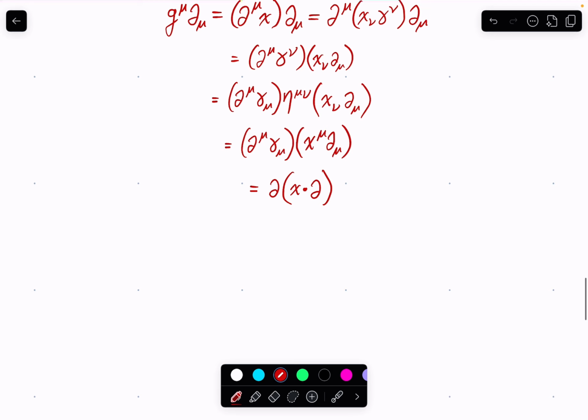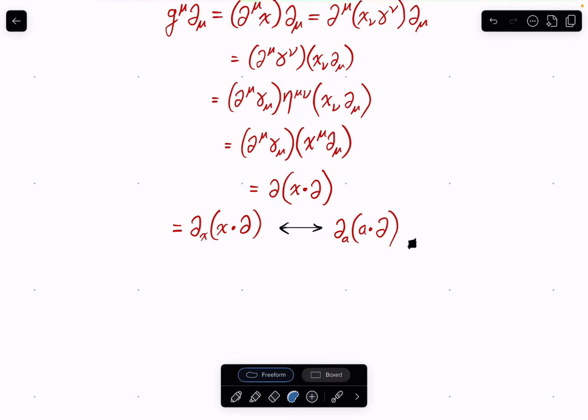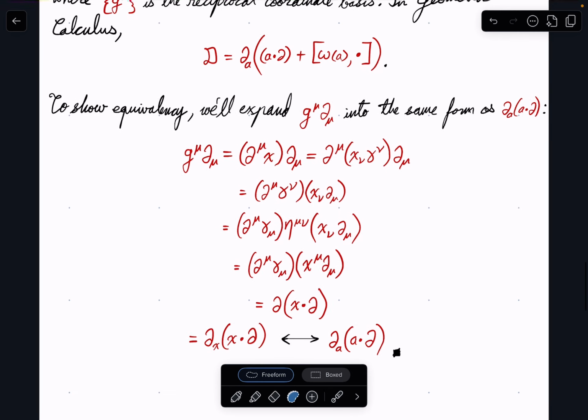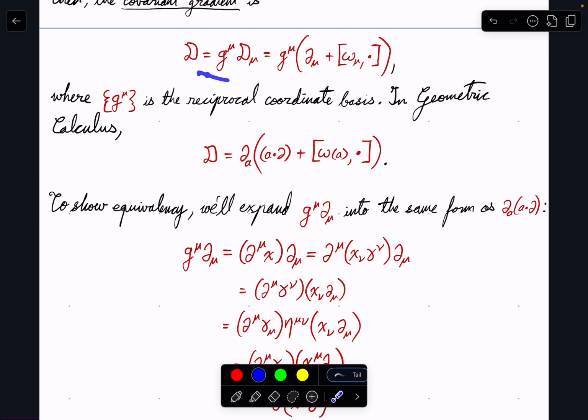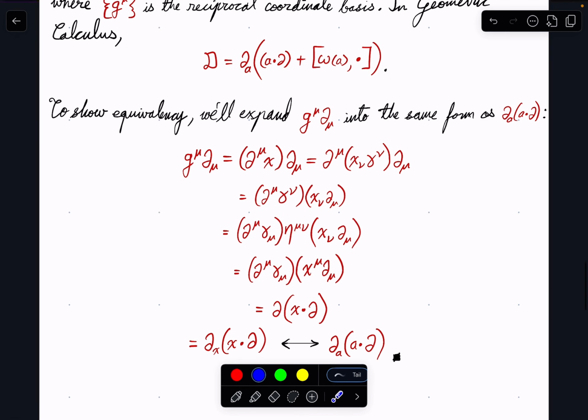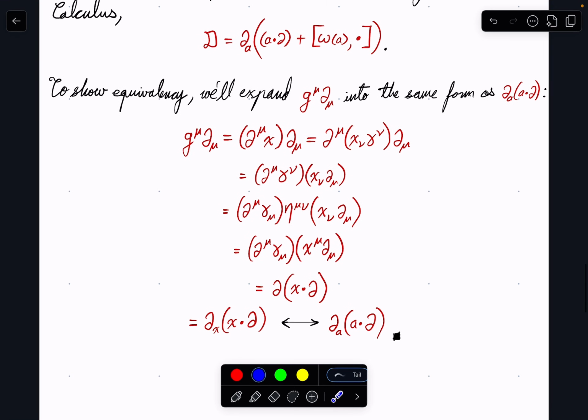Now, recall that the space-time gradient is just the gradient with respect to the coordinate. And so we can just rewrite this for sake of consistency in this form. And this right here is what is equivalent to partial a partial. And so you can see that the traditional Einstein summation notation ends up with the same result as the geometric calculus notation.